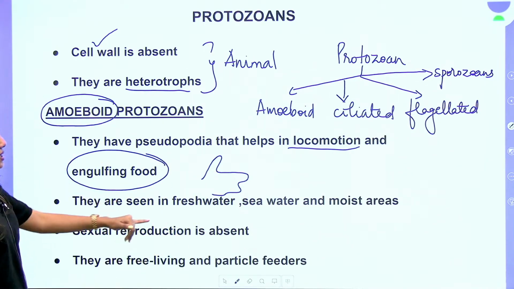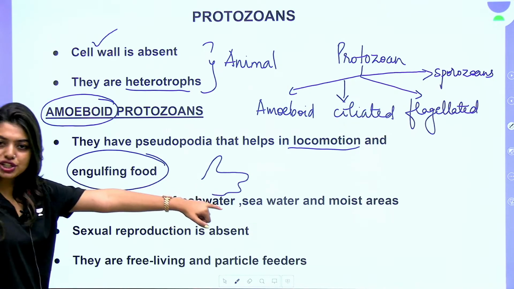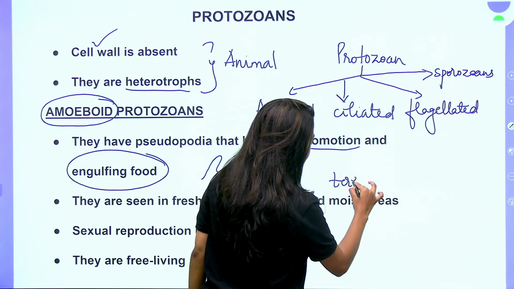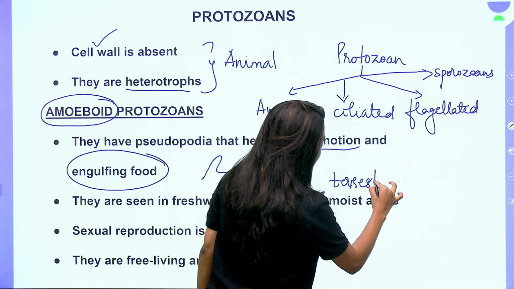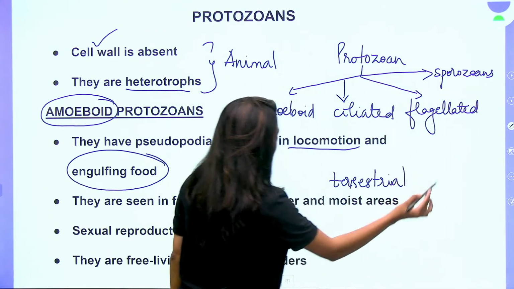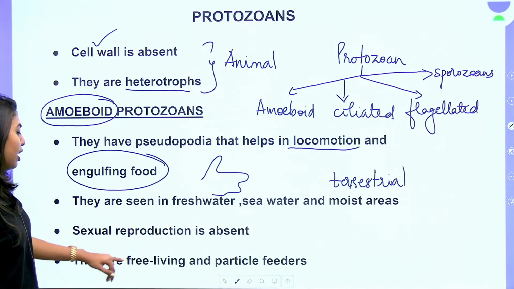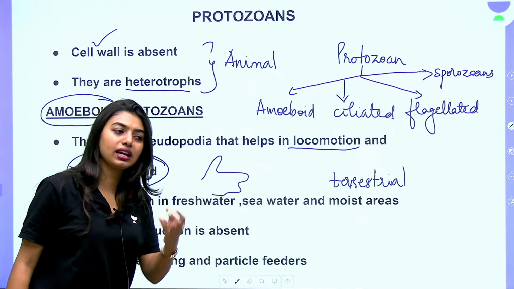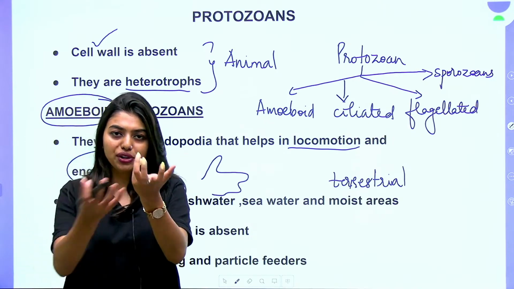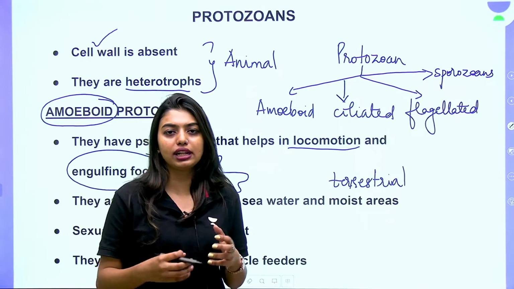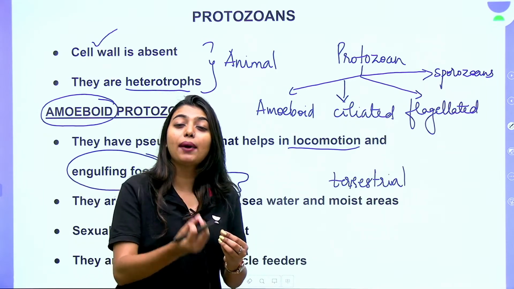Fine. They are seen in freshwater, seawater and moist areas. So even if they say terrestrial, okay, it means that it is present in moist areas. And then sexual reproduction is absent. They are free living and particle feeders, okay. So whatever the pseudopodia is going to engulf, that is what these people are going to eat, right? They are going to feed on that. That is why we call them particle feeders.